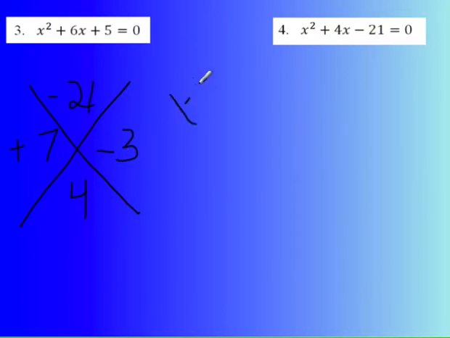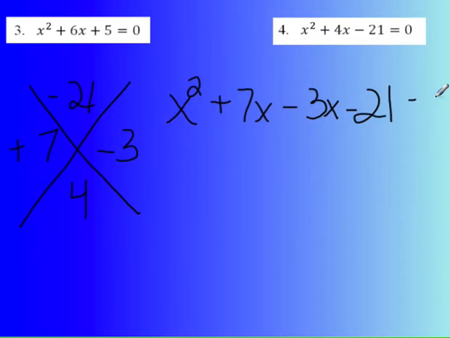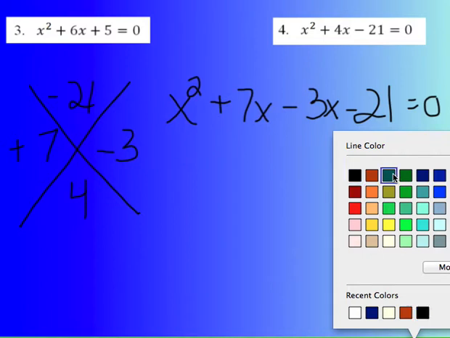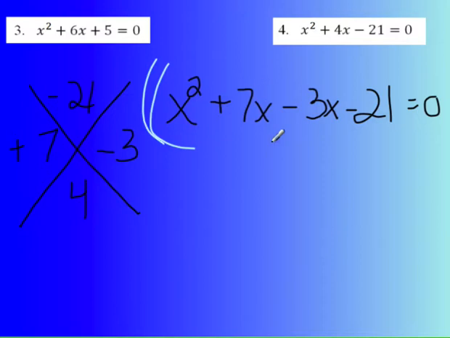So now I'm going to use those ideas to split up that middle term. So instead of writing 4x, I'm having 7x minus 3x minus 21. And remember, now that's set equal to 0. I can't do any solving with the 0 until I've factored. So I'm going to go ahead and do that. So I'm going to factor, so I'm going to make my two groups.